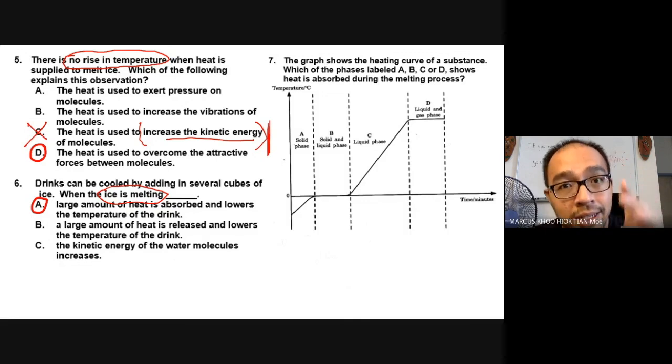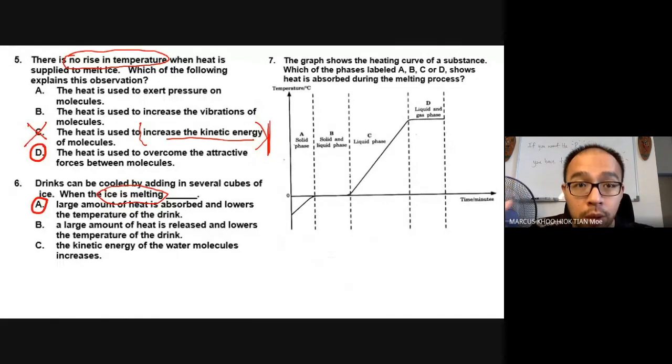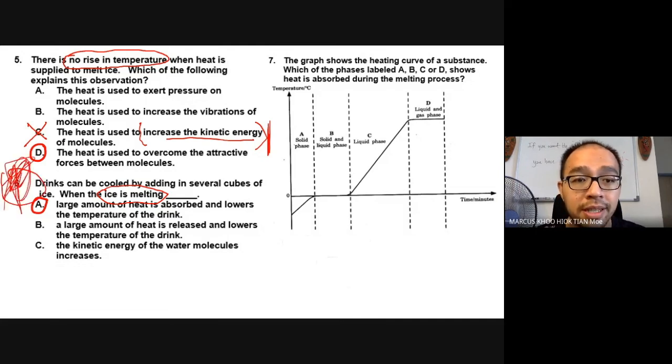But what is actually happening is that the ice is not doing anything to the water. It's just taking the heat away. The ice is taking the heat away from the water so that it can melt. And when it takes the heat away, the water is left with no heat, so the water becomes cold. This is such an important thing that we need to understand. So Dion, I'm very glad that you got this correct. Very, very, very important.